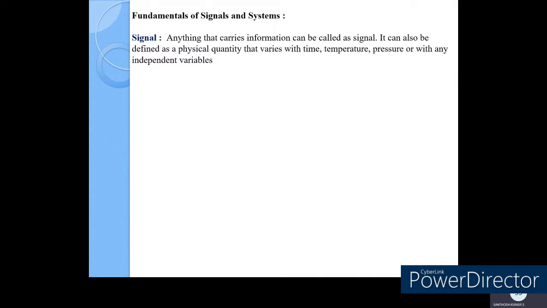Okay. Now let us look into some of the basic concepts of signals and systems. Already we have seen the definition of a signal: anything which carries information is called a signal.